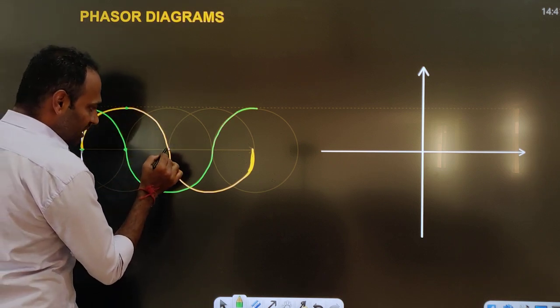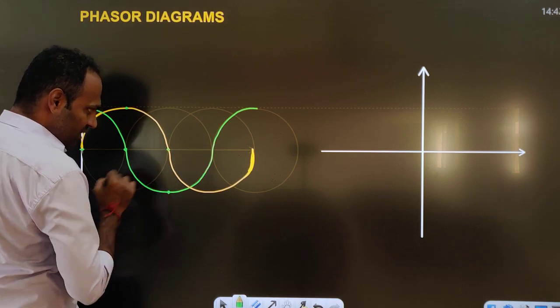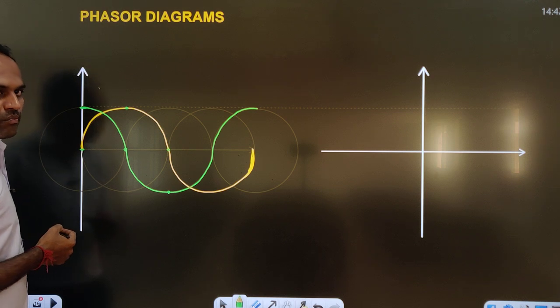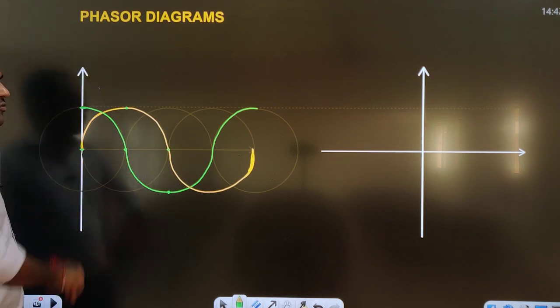When the second cycle is at the x-axis, the first cycle is at the x-axis, and then the second cycle is at the peak. So when one cycle is at maximum, another cycle is at minimum. When the first cycle is at minimum, the other cycle is at maximum. So they are out of phase now.